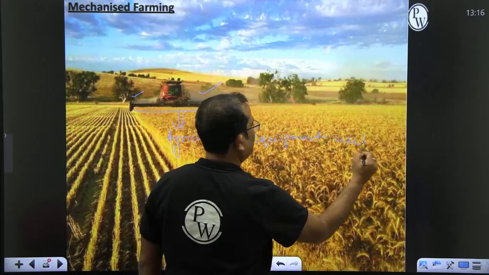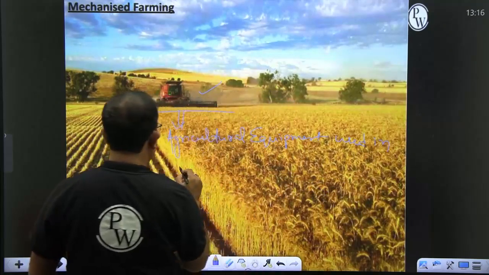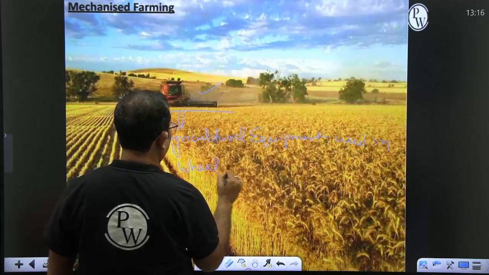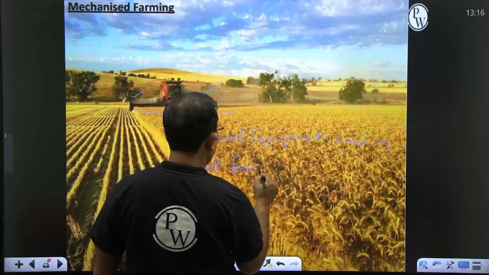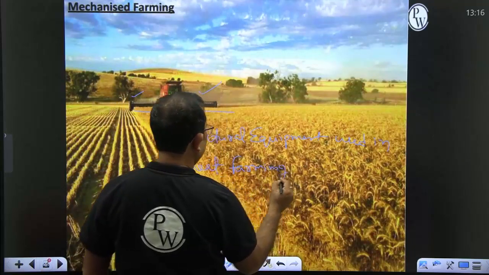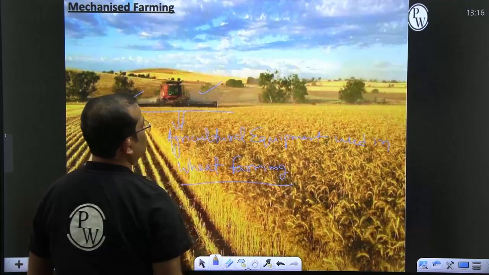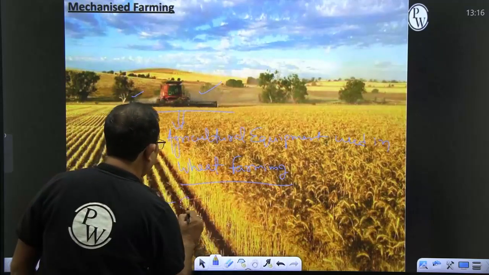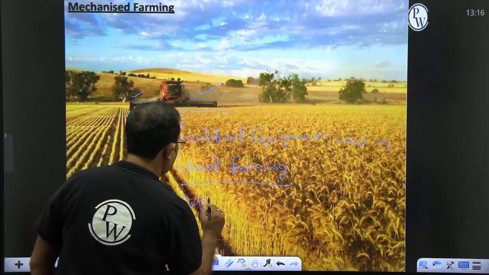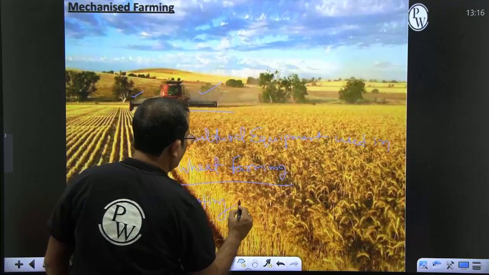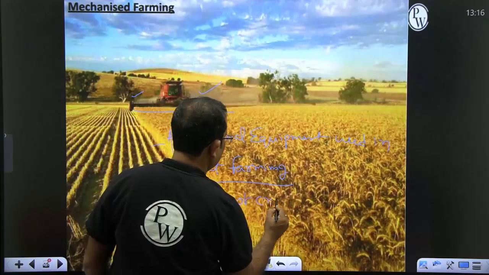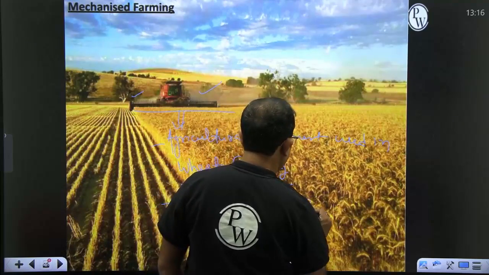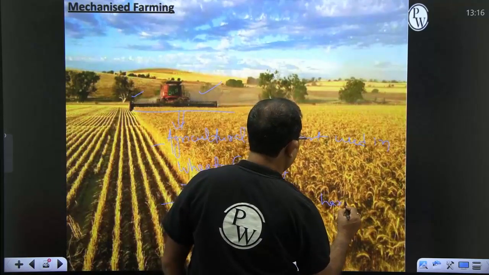It is used mainly in wheat farming. These are trailers or cutting machines, basically for cutting of crops in the harvesting season.